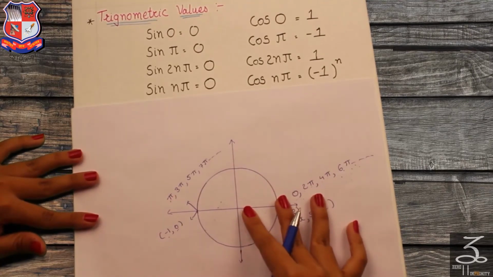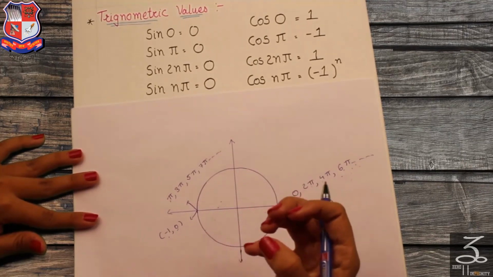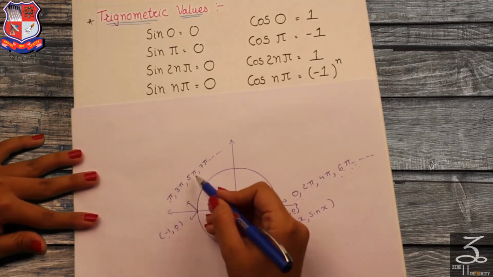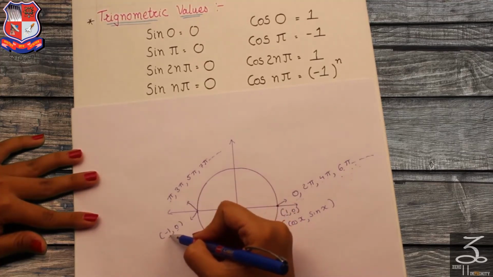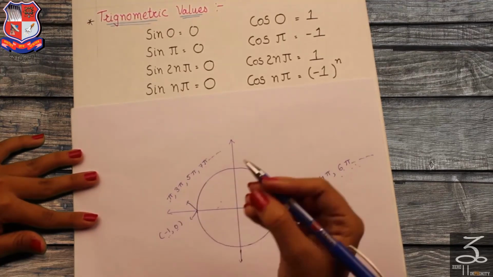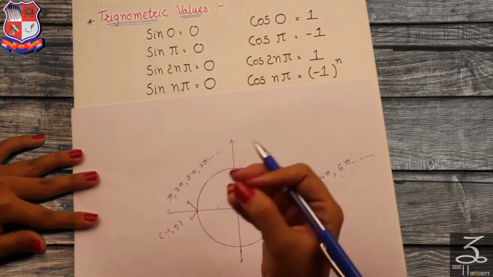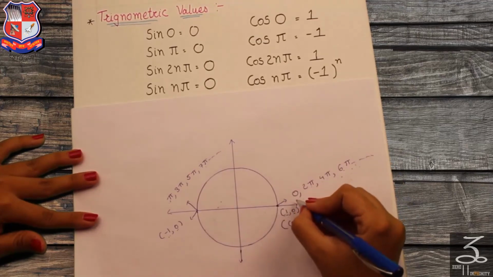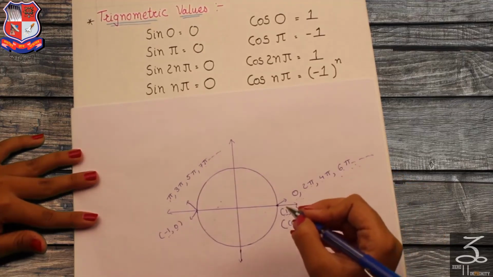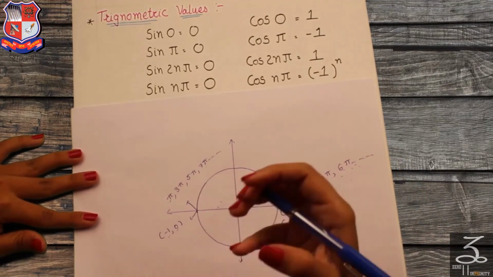And last but not the least, the value of cos n pi is minus 1 raised to n. If we take n as an odd number, that is n equal to 1, 3, 5, 7, what would you get? Pi, 3 pi, 5 pi, 7 pi. Then the value is minus 1, that is minus 1 raised to 1, minus 1 raised to 3, minus 1 raised to 5, minus 1 raised to 7, which is always minus 1. And when n is an even number, that means 2, 4, 6, 8, then the points are 2 pi, 4 pi and 6 pi and so on. That means minus 1 raised to 2, minus 1 raised to 4, minus 1 raised to 6 and so on.